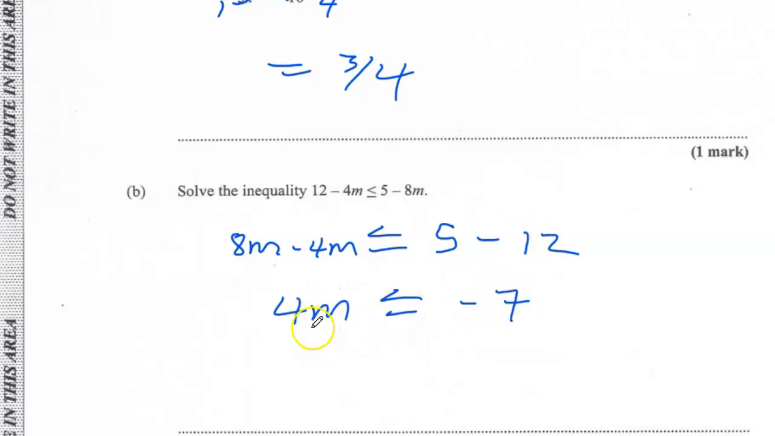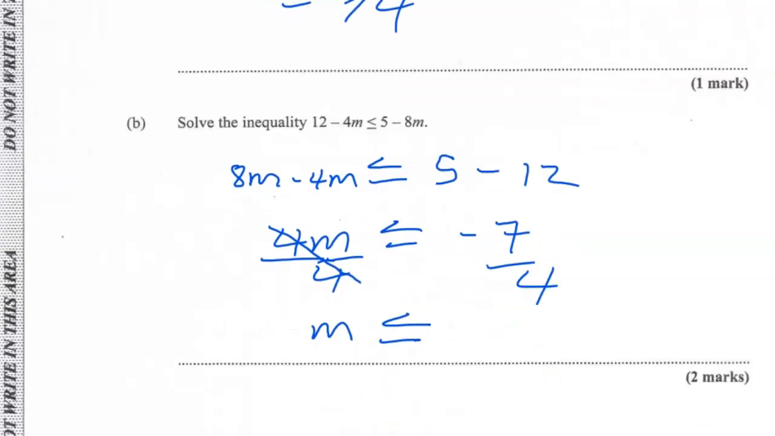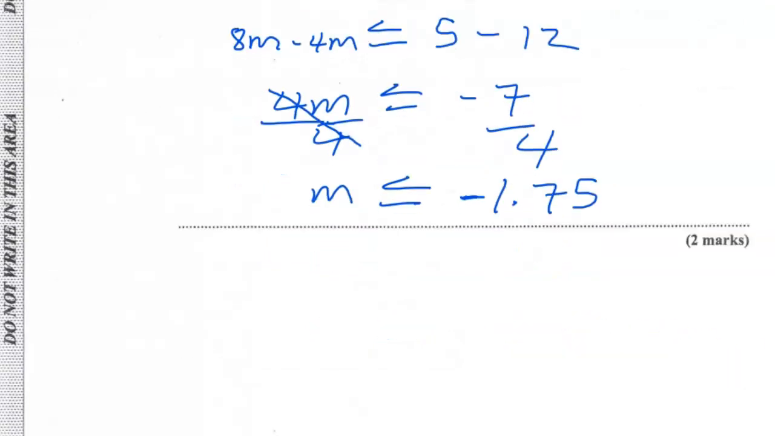I'm solving for m, so divide both sides by 4. m divided by itself is m. The inequality stays as it is, since we're dividing both sides by a positive number, the inequality will not change direction. So I actually have negative 7 over 4, or you could rewrite this as negative 1 and 3 quarter, or negative 1.75. Let's move on.